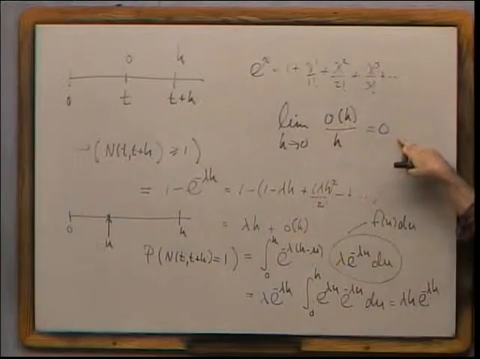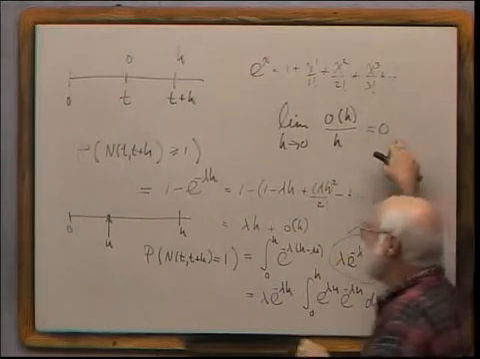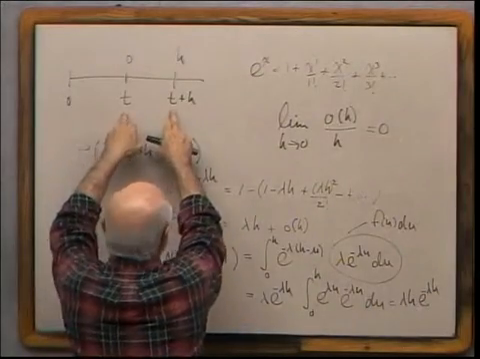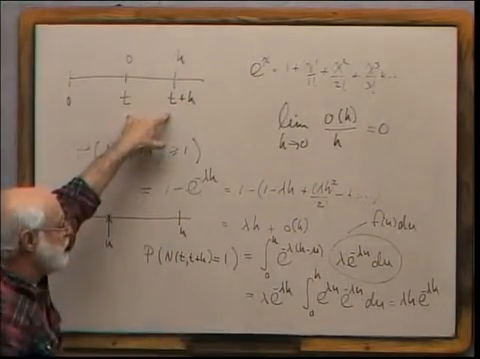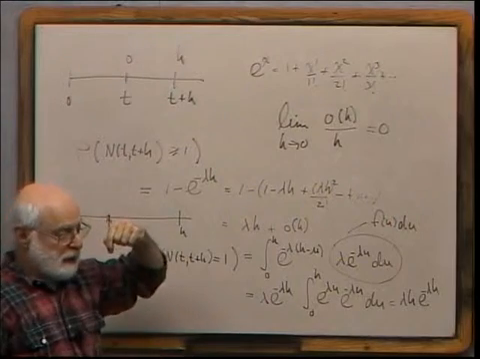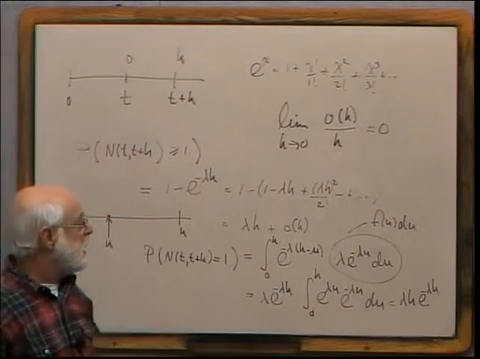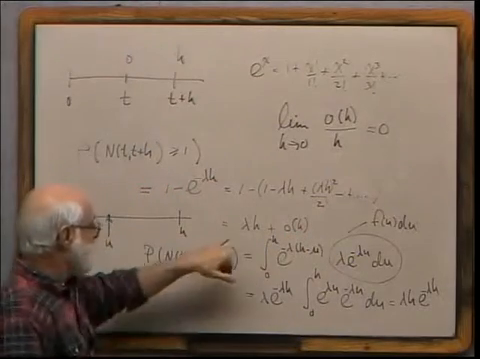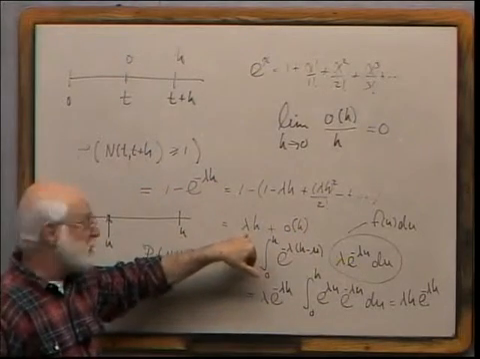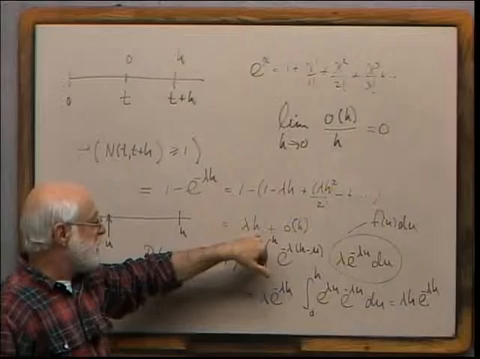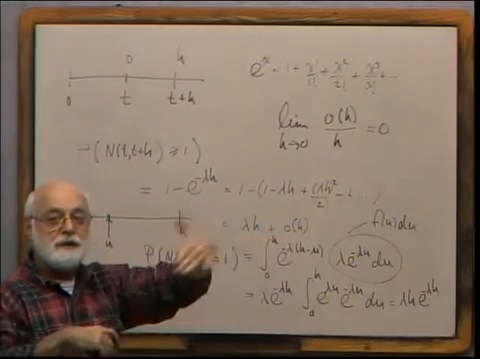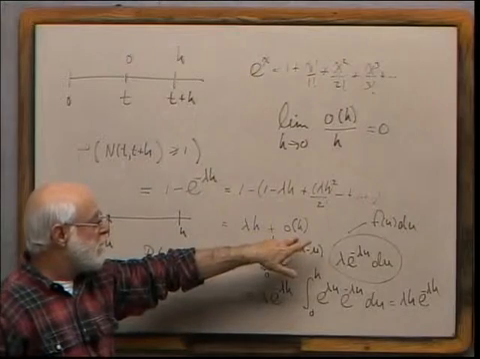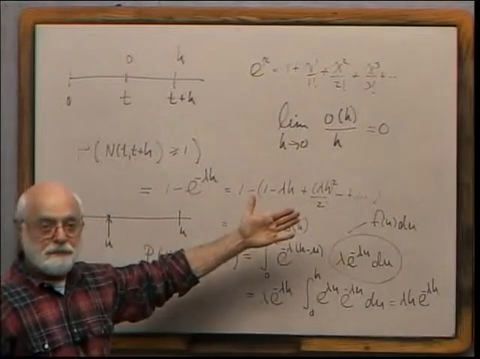So that means that the probability of having at least 1 birth in this interval of length h, regardless of where t is, if these intervals are exponentially distributed, is given by lambda h plus little o of h. The lambda is the parameter of the exponential distribution, the h is the length of the interval, and the o of h is all of the stuff I can ignore because it has the property that when I divide it by h, it goes to 0. Okay, so this is the probability of at least 1.